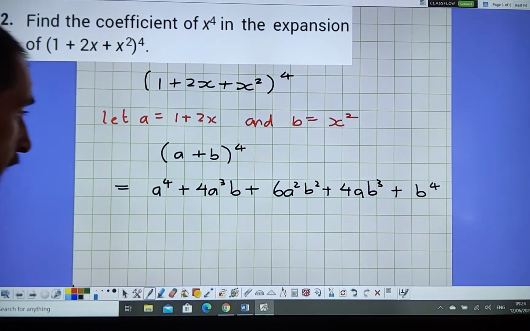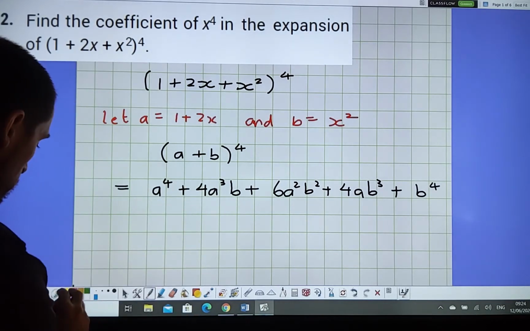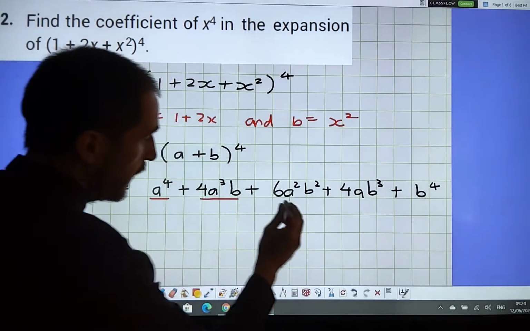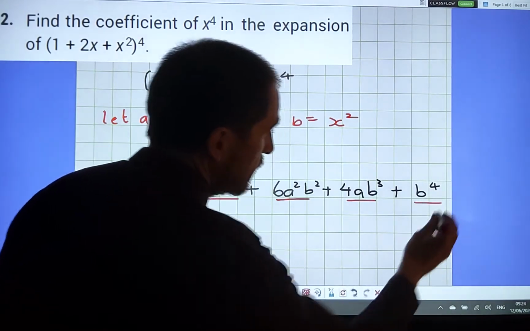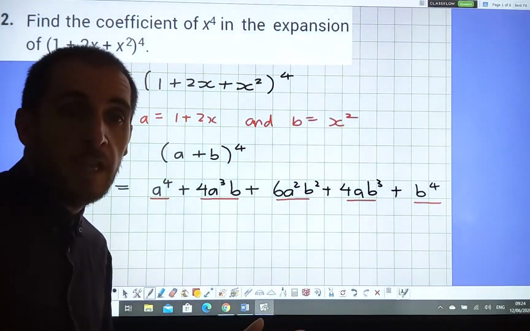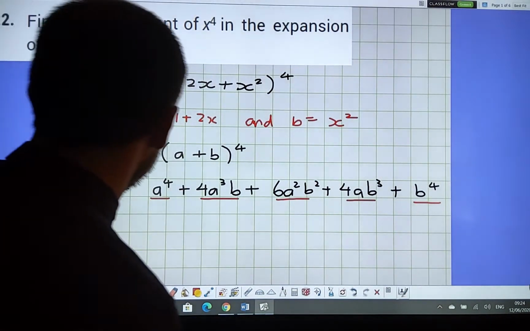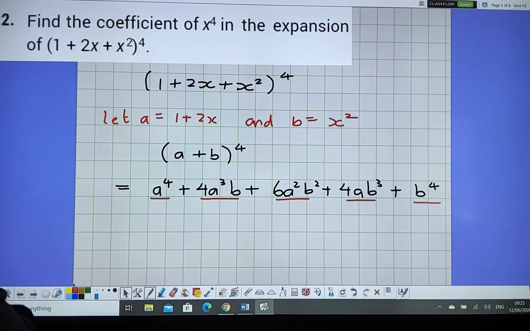Now, the next stage of this is as follows. We're going to work each one of these parts out individually. And whatever x to the power of 4 is multiplied by in each one, we add them together. So that's what you're going to do here. We'll start with a to the power of 4.